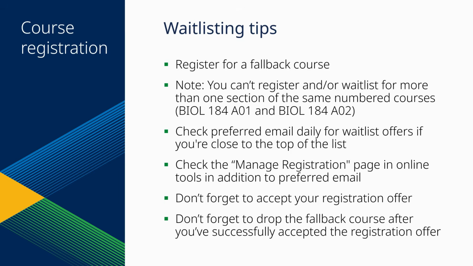If you are on a waitlist, make sure that you check your preferred email daily for waitlist offers, especially if you're close to the top of the list. Check the Manage Registration page in Online Tools in addition to your preferred email. Don't forget to accept your registration offer. If you make it to the top of the waitlist and get your spot, make sure that you go in and act on that and manually register for that course through the Schedule Details. And don't forget to drop the fallback course that you registered for once you've successfully accepted the registration offer for any course you're waitlisted in.